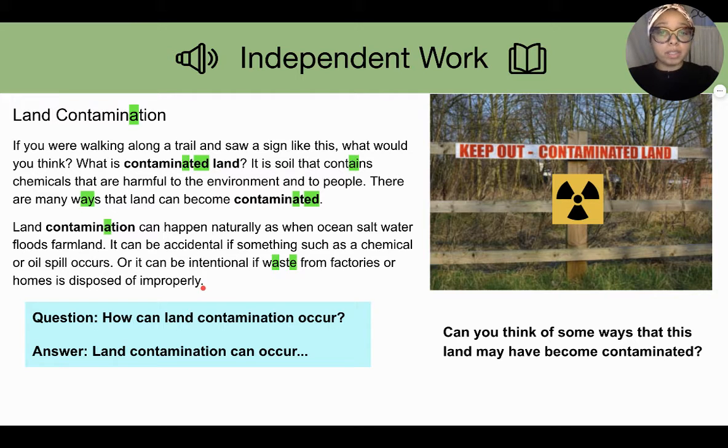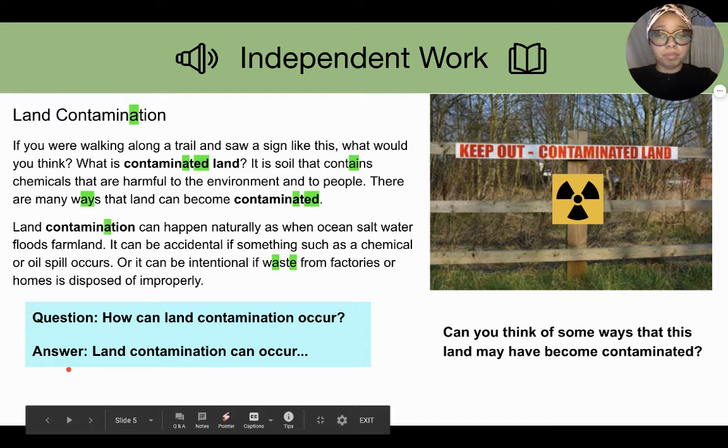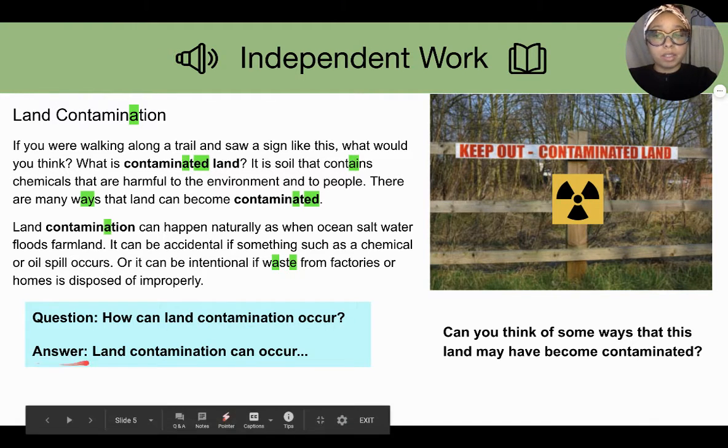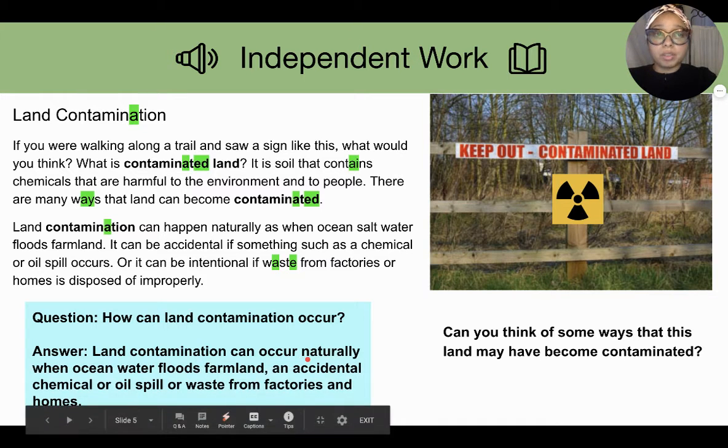So right now you can pause the video and quietly read this part of the text to yourself. Then you may play the video and answer this question. How can land contamination occur? You can start your answer with land contamination can occur. A possible answer you could have written is land contamination can occur naturally when ocean water floods farmland, an accidental chemical or oil spill, or waste from factories and homes.